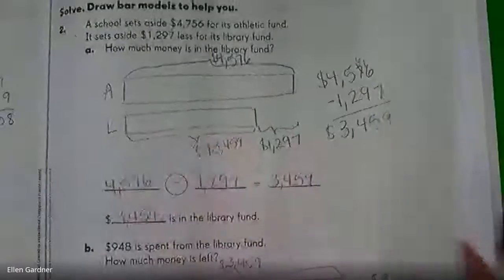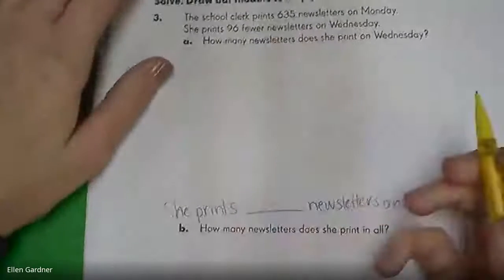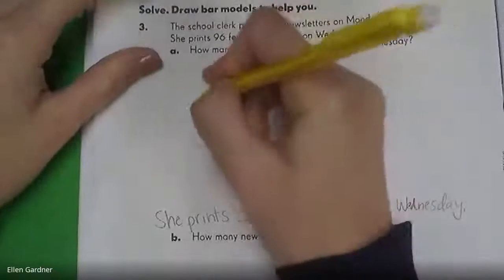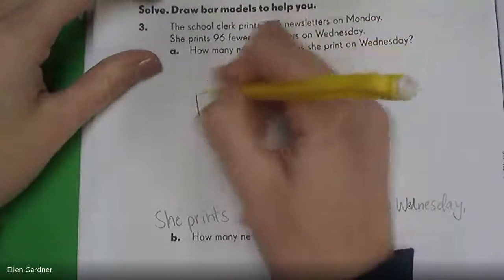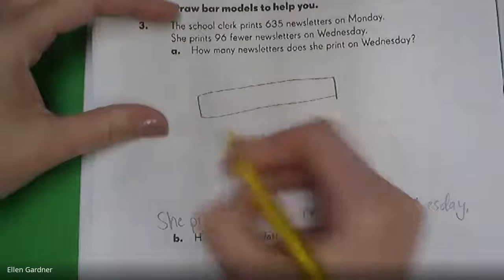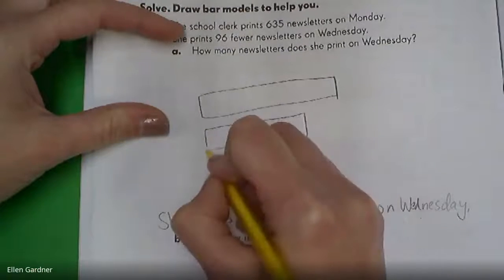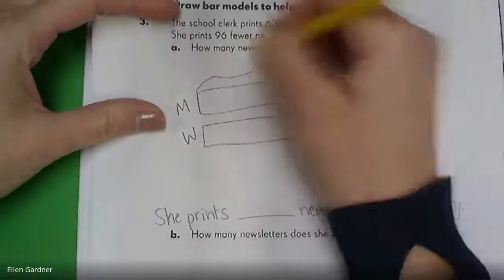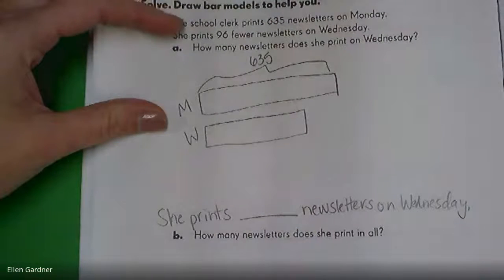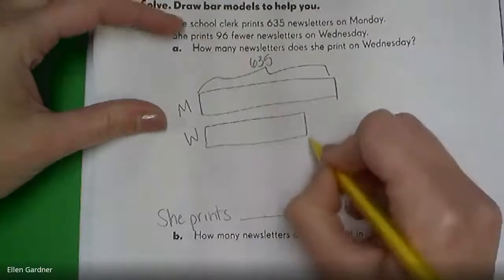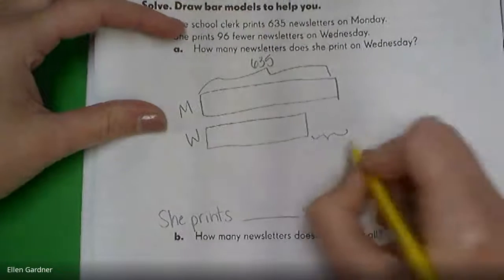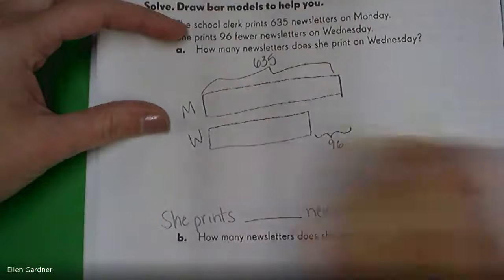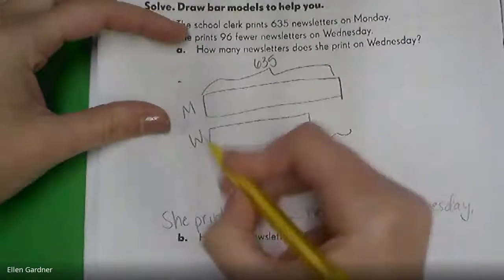This is another problem really similar to what we just did, where we know one and we know the difference. We're looking for part of it though. We're looking for Wednesday. So does that mean comparison or part whole? Comparison. So we've got Monday, and she printed fewer newsletters on Wednesday. So Wednesday is going to be a smaller box. Monday, Wednesday. We know it was 635 on Monday. We know 96 fewer were printed on Wednesday. But we don't know how many were printed on Wednesday yet.